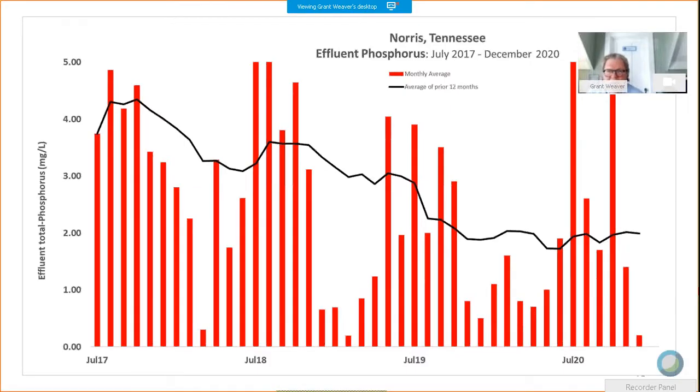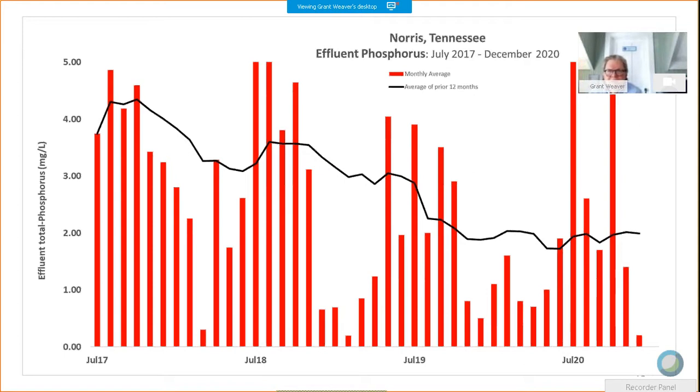Now you can see looking at this that there's been a nice downward trend in the last few years as the good folks in Norris have started out right around 4, which is a fairly high effluent phosphorus, and bouncing now around 2, so they've cut in half. Okay. So what they did with the nitrogen, well, you didn't see what the nitrogen started at, but I'm sure it was 20 or higher. So they cut the nitrogen from 20-ish down to 5 to 10.